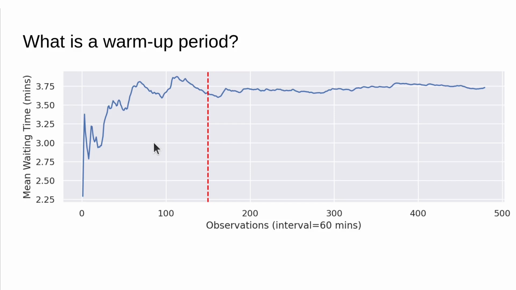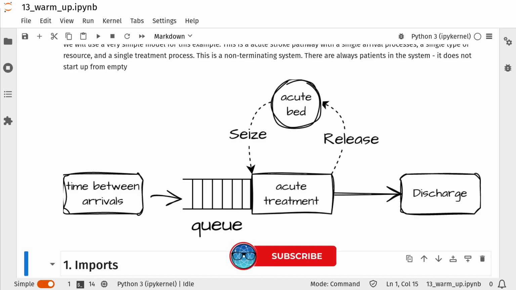So we split our results collection into a warm-up period and a results collection or data collection period. I'll illustrate how a warm-up period works with this really simple model of an acute stroke pathway. In this model, stroke patients arrive following an exponential distribution. They'll queue up for acute treatment and seize an acute bed. Once acute treatment is complete, they'll release that resource.